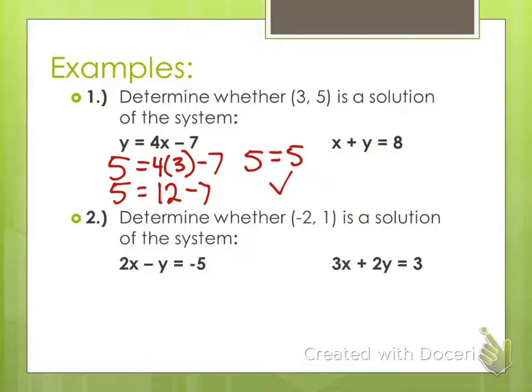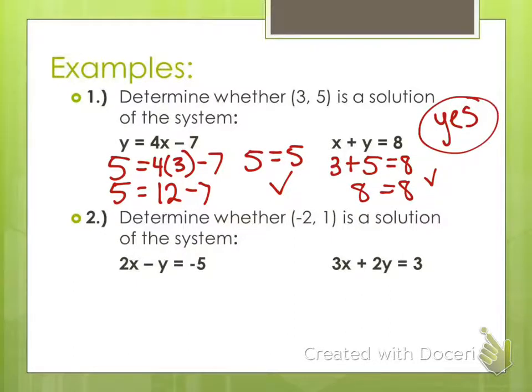But that does not mean that we are finished. For it to be a solution, it has to work in both of the equations. So now we have to go next door to the x plus y equals 8 and see if it works there also. So again, what's going in for x? 3. What's going in for y? What is 3 plus 5? Does 8 equal 8? Yes, so that means it is a solution. So your answer would be yes, or you could put solution, something like that. That point is a solution.